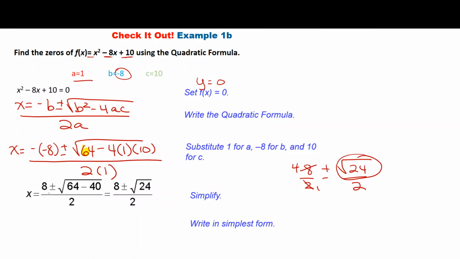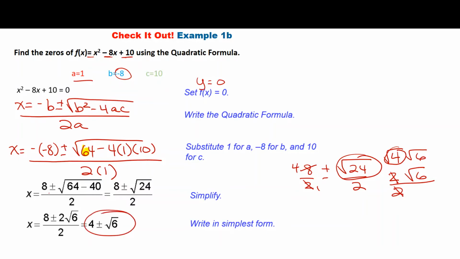So I'm going to say square root of 4 times square root of 6. I know the square root of 4 is 2. There's nothing for our 6, so it'd be 2 over 2, and our 2's can cross out. So in the end, our answer is going to be 8 plus or minus 2 square root of 6 over 2. And since these two crossed out, it's actually 4 plus or minus square root of 6. So here's your final answer right there.